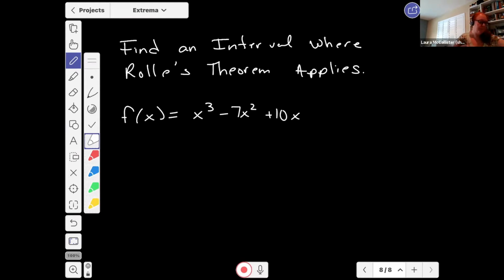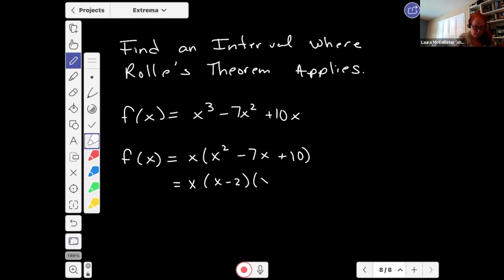Now, I gave you one that was nice and factorable, correct? And I gave you the hint in the last question of what we're going to look for. So Rolle's theorem would apply if I factor this, right? If I factor this out, I would be left with x squared minus 7x plus 10, or if I factor it again, we would be left with x minus 2, x minus 5.